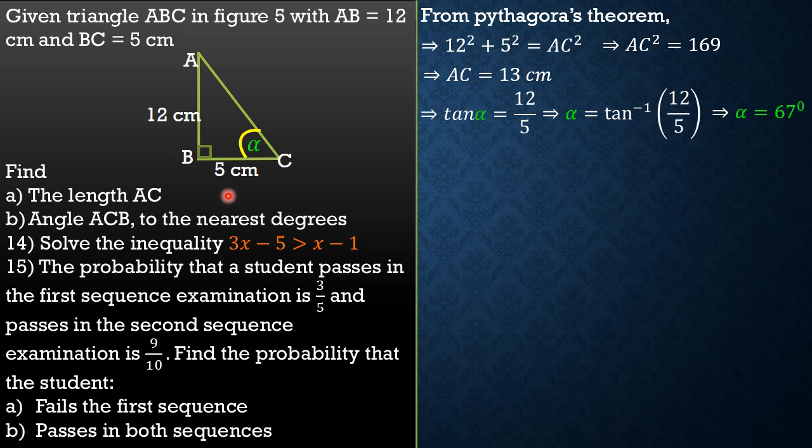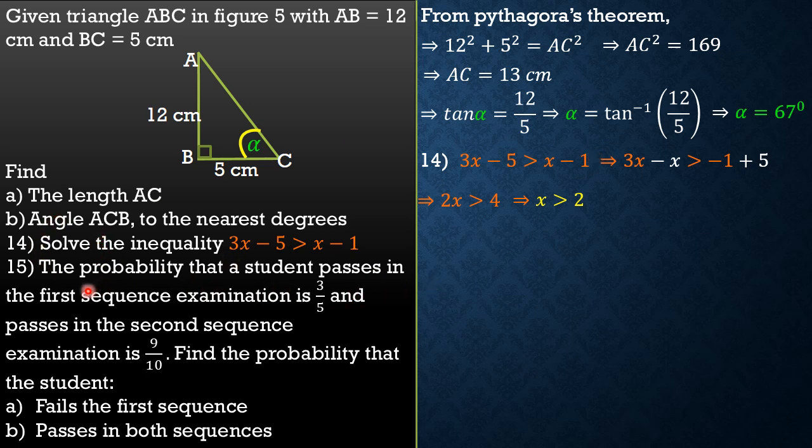Okay. Now, the next part, which is question 14, is on inequality. They want us to solve the inequality 3x minus 5 greater than x minus 1. We are going to simply combine like terms. We are going to carry x to the left hand side and carry minus 5 to the right hand side. So we are going to have 3x minus x greater than negative 1 plus 5. 3x minus x, guys, is 2x. Minus 1 plus 5 is positive 4. So we are going to have 2x greater than 4. If we divide all through by 2, guys, we are going to have x greater than 2. Great. So that's the answer.